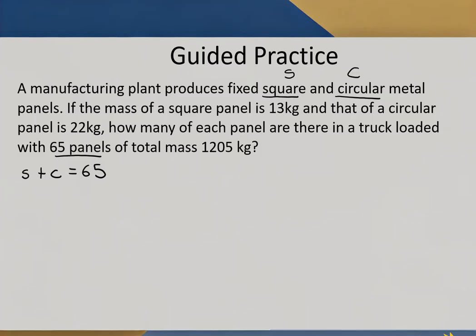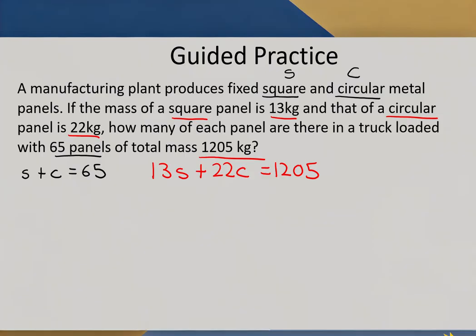Now I look at the next part, which I will change color. It then says the square is 13 kilos and the circular is 22 kilos and the total mass is 1,205. So that gives me my second equation where I say whatever number of square is worth 13 kilos plus whatever number of circular it's worth 22 kilos. And the total amount is 1,205.